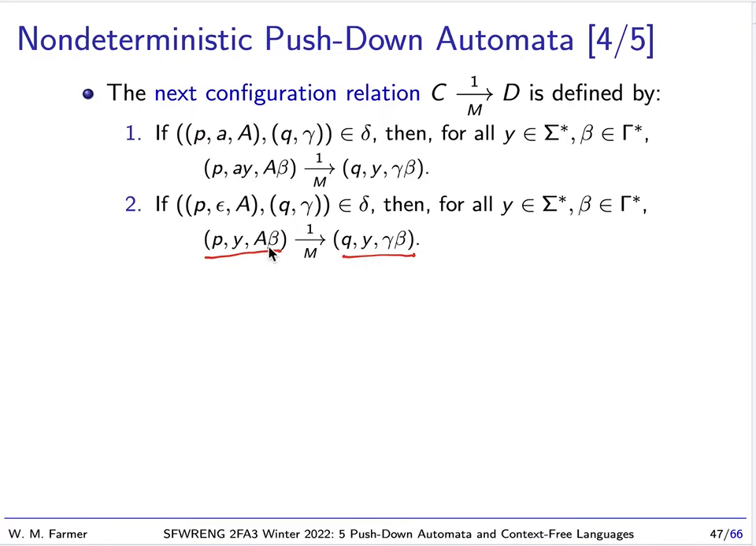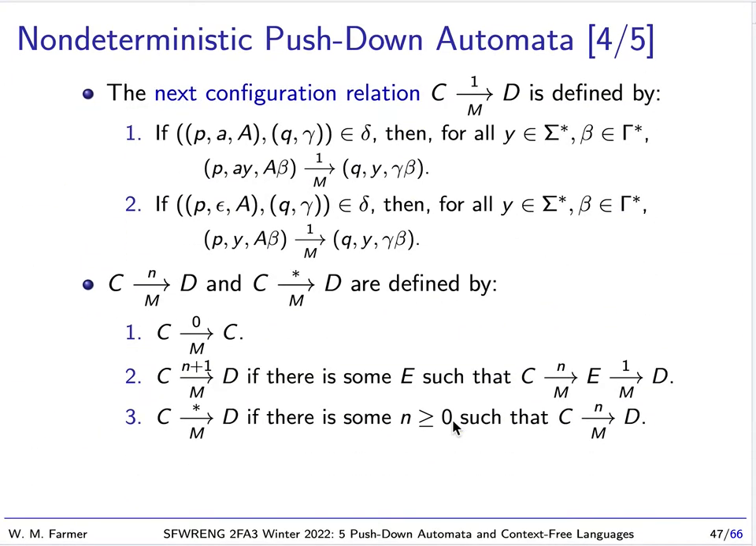If A is on the top of the stack, according to this, we'll pop it off, and then we will push gamma on top of the stack. So that's how the next configuration relation works. And from that, we can define basically going from one configuration to the next in n steps or any number of steps. So in 0 steps, we don't do anything. We stay with the same configuration.